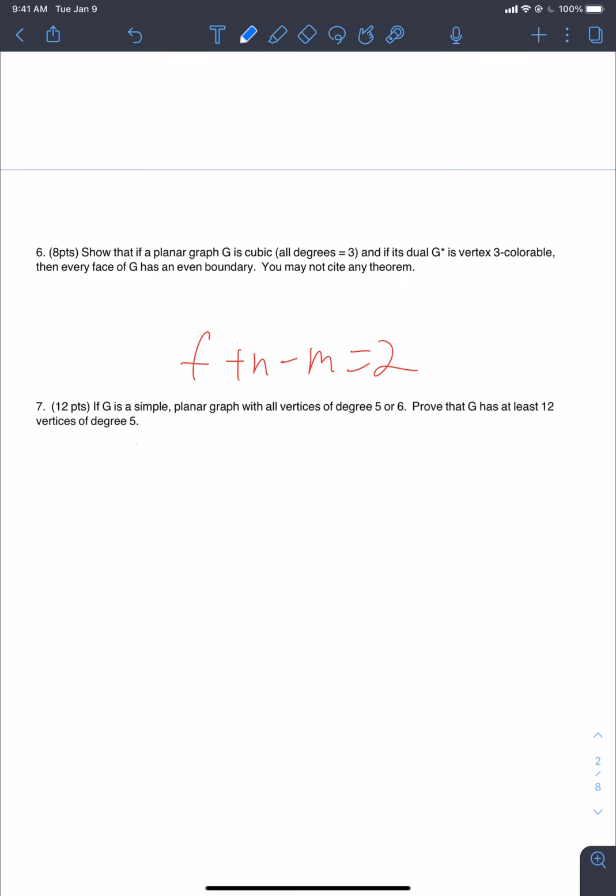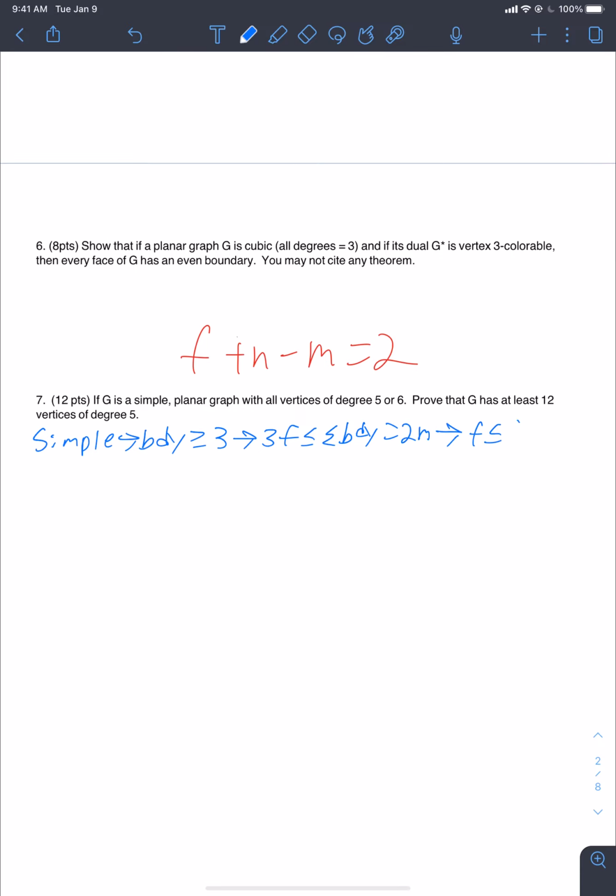So in this problem, we have that G is a simple planar graph with all vertices of degree 5 or 6, and we want to prove that G has at least 12 vertices of degree 5. So starting off, we can use the fact that it's a simple graph to tell us that the boundaries are greater than or equal to 3. So we can do 3f is less than or equal to the sum of the boundaries, which is equal to 2m. So we have f is less than or equal to 2/3 m.